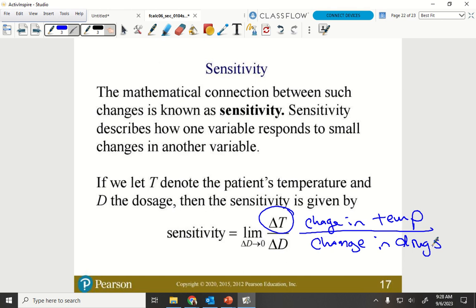Yes, temp. It's an abbreviation for temperature. What's this? Change in drugs. D, dosage of the drug. And guess what? That's it.